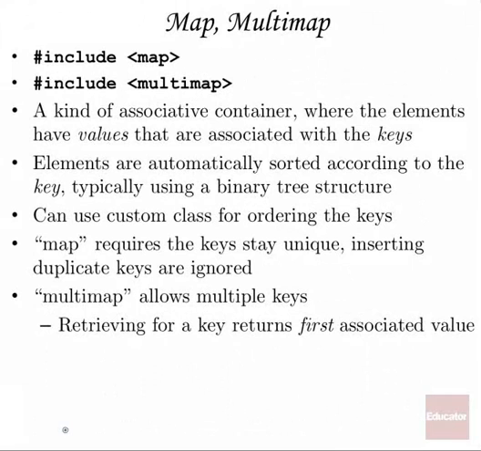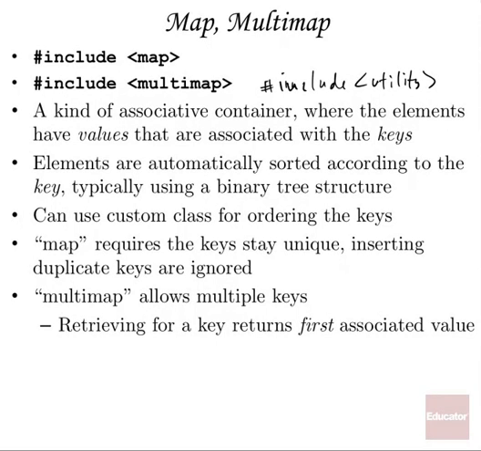Now let's move on to the map. Again, we'll be using pairs, so you should include the utility header in order to get the definition for pair. And again, it's another associative container. It's not a sequential container.